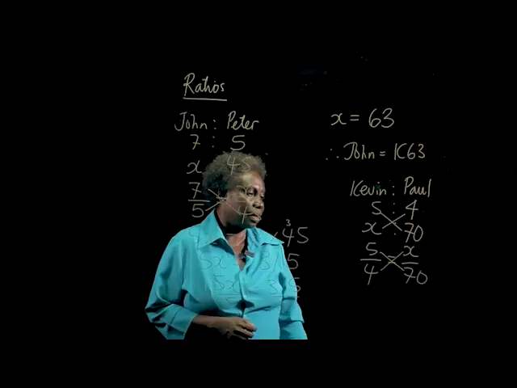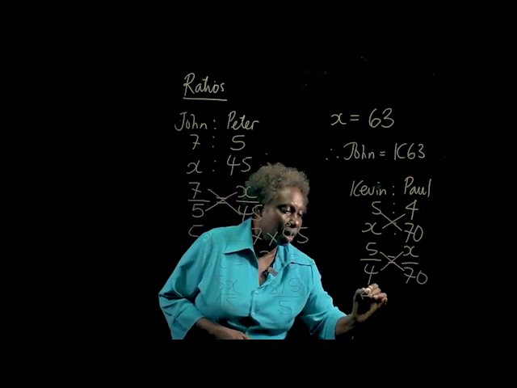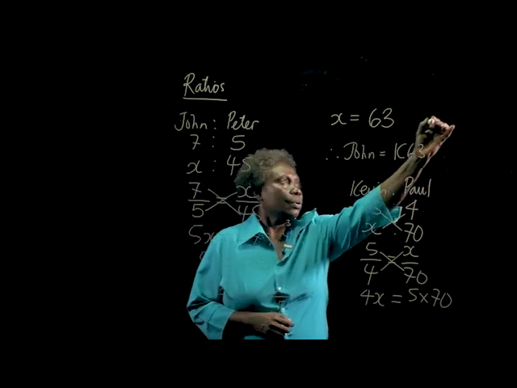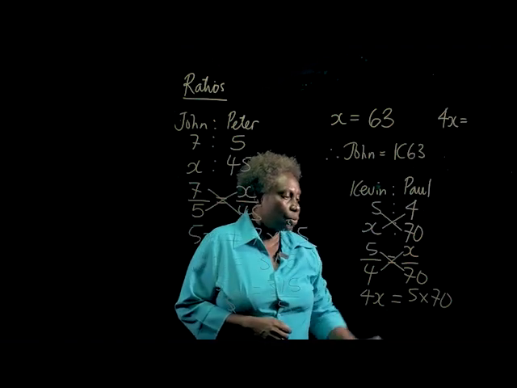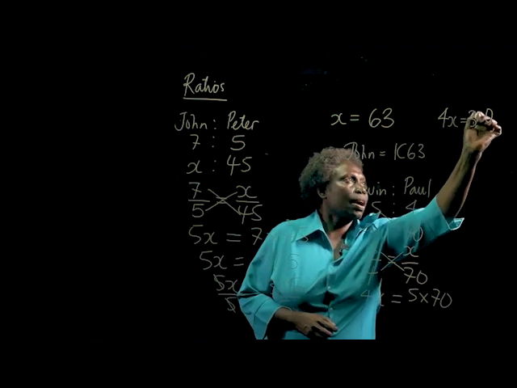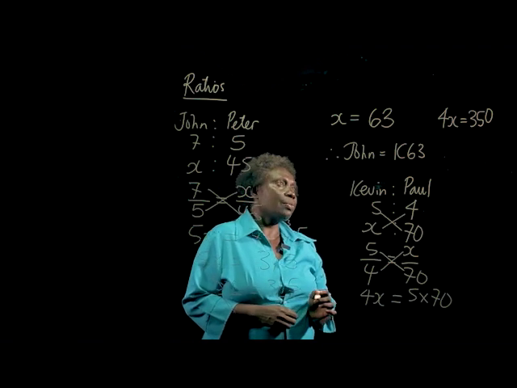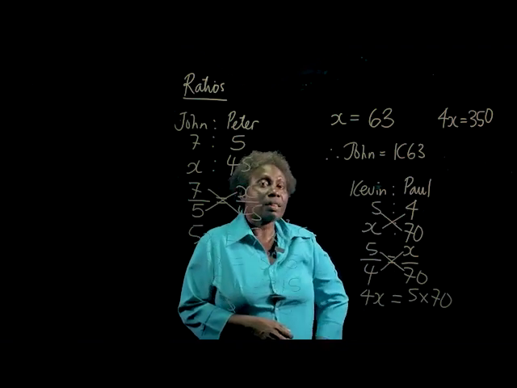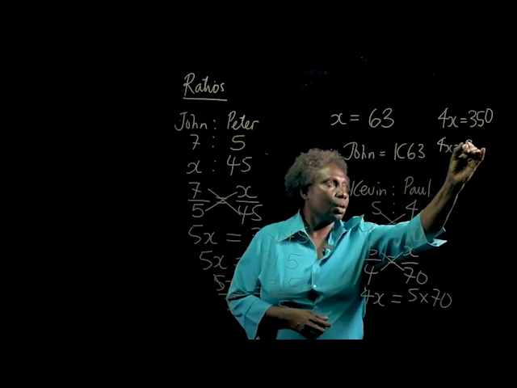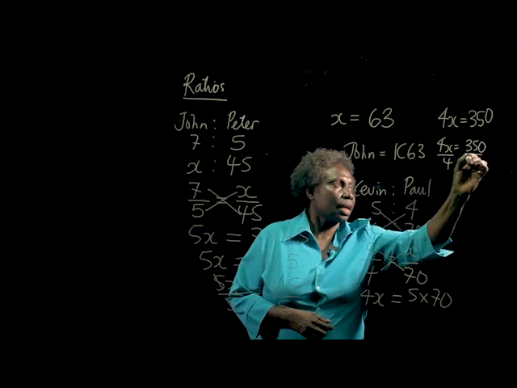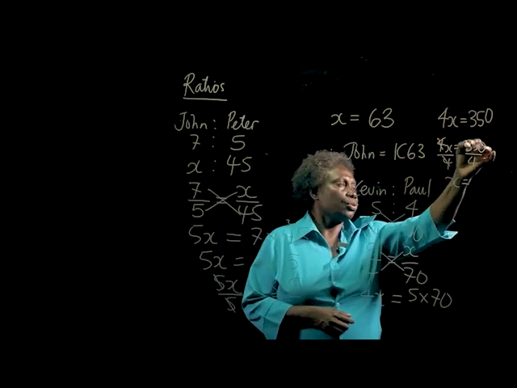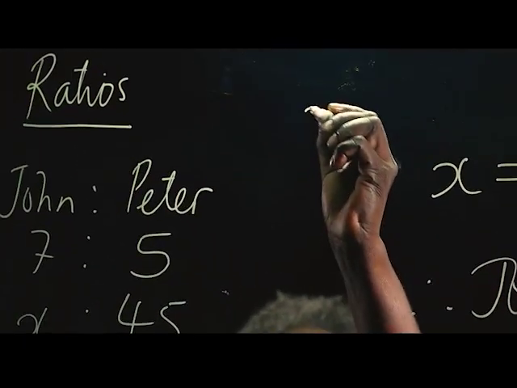Then we cross multiply. So we have 4 times x is equal to 5 times 70. Now we have 4x is equal to 5 times 0 is 0, 5 times 7 is 35. So 4x is equal to 350. Now, we want to find out what x is. We divide both sides of the equation by 4. So we have 4x over 4 is equal to 350 over 4. The 4 over 4 cancels out. So x is equal to 350 divided by 4.